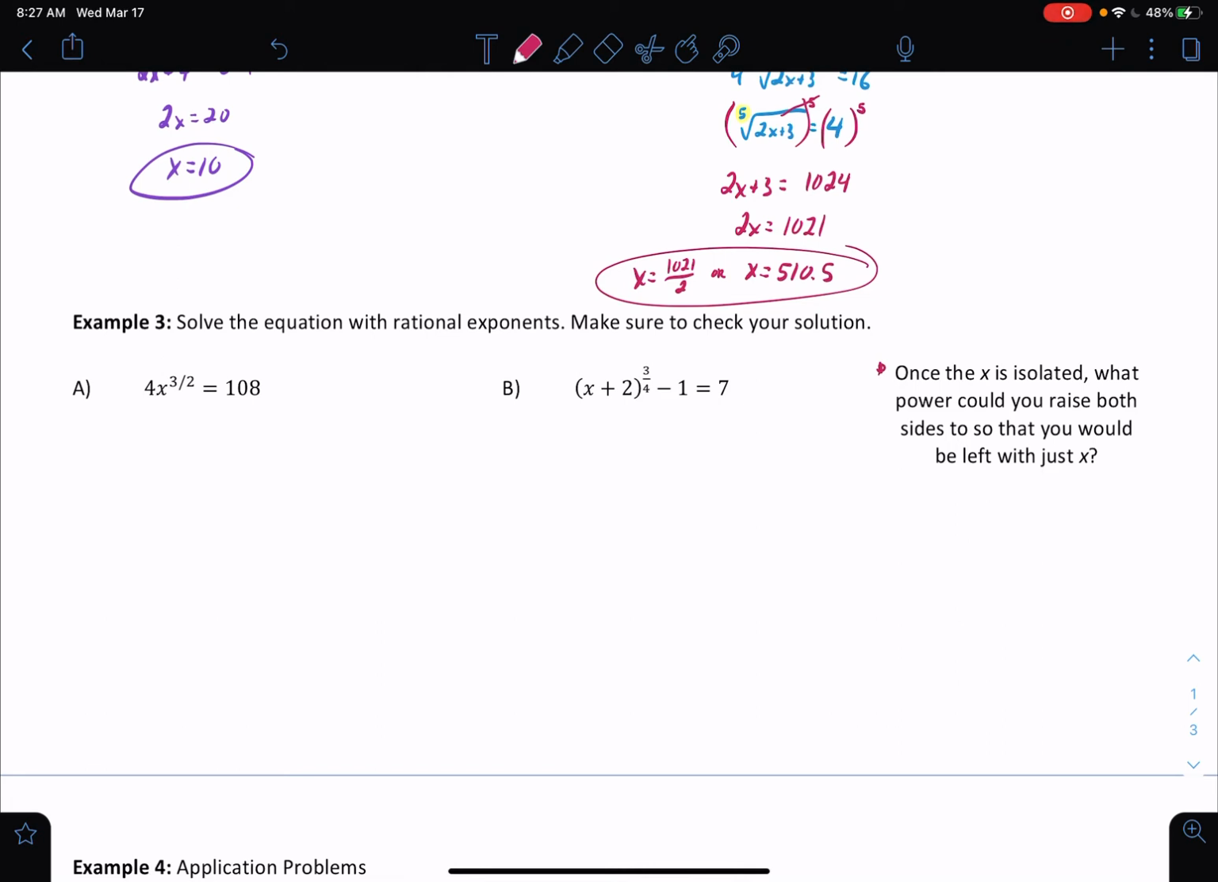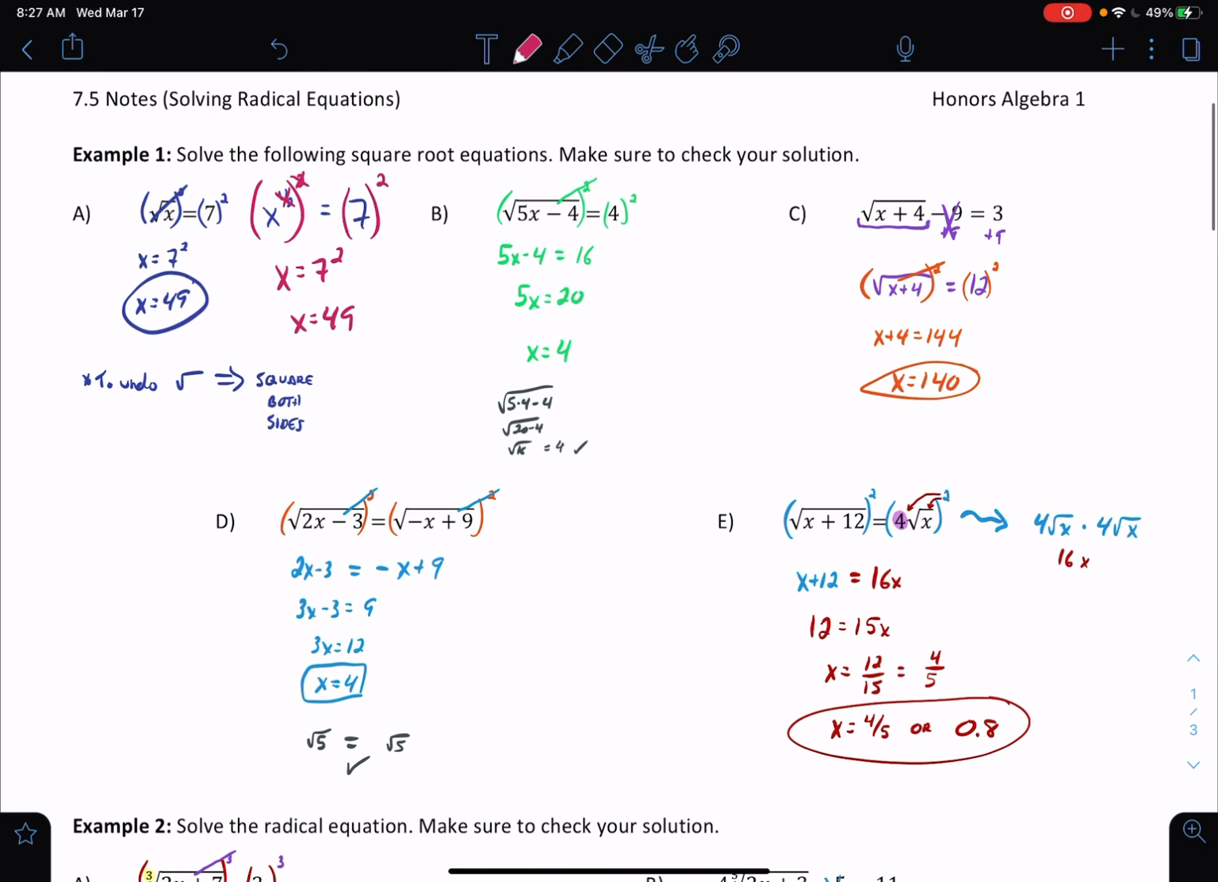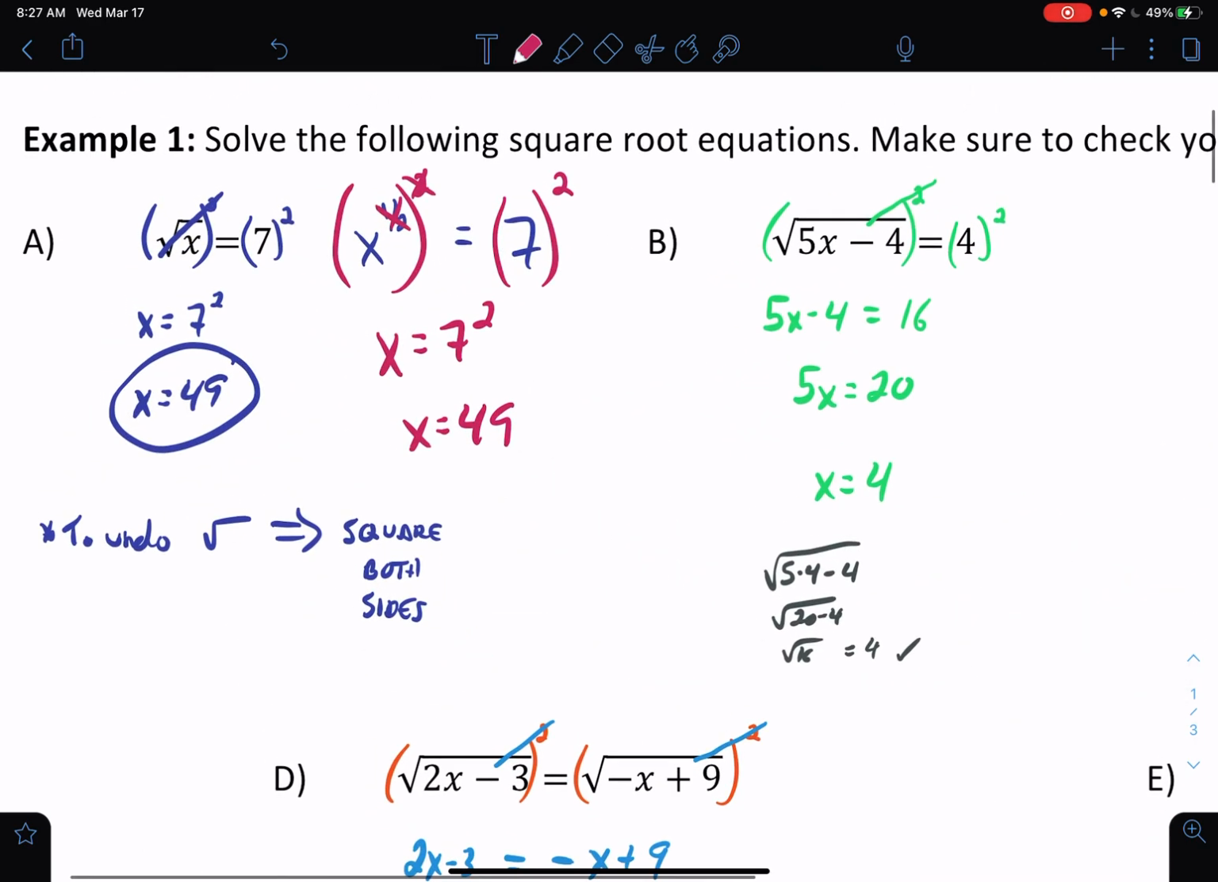Once the x is all by itself, what power could you raise both sides to so that you would be left with just x? Now, we talked about this a little bit up here with this idea of why do I square both sides to undo a square root? Well, it's because a square root is the same thing as x to the 1/2 power. So it's the same idea over here.